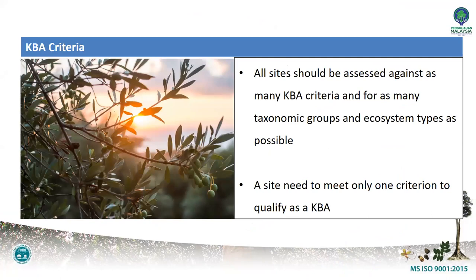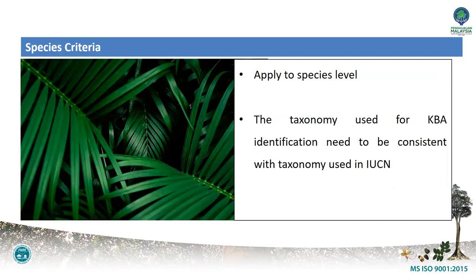Untuk KBA criteria, semua site should be assessed against many KBA criteria and for as many taxonomic group and ecosystem type as possible. Walaupun site tu diqualify sebagai KBA walaupun dia meet only one criterion. Ini adalah kerana kalau kita assess kawasan tu from all biodiversity element dan juga against multiple criteria, dia akan strengthen the robustness of KBA, dan in case ada changes pada status particular trigger species ataupun ecosystem type. Seterusnya, untuk species criteria, dia memang didesain untuk di-apply pada species level. Dan taksonomi yang digunakan untuk identifikasi KBA ni perlu konsisten dengan taksonomi yang digunakan dalam IUCN. Sekiranya ada species yang belum di-assess oleh IUCN, taksonomi species tersebut perlu dikonfirmkan dulu melalui IUCN Red List Authority.